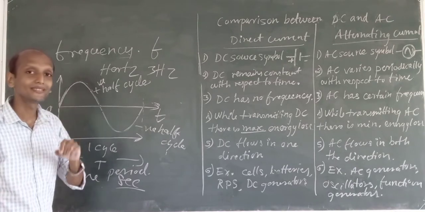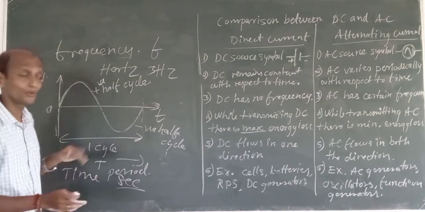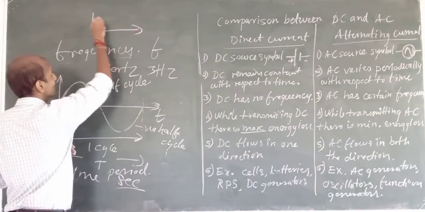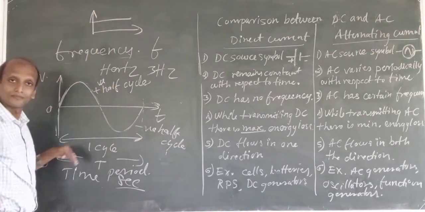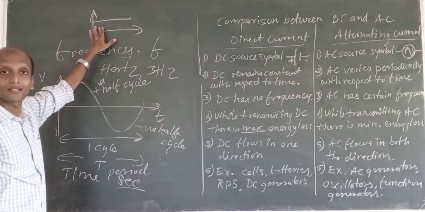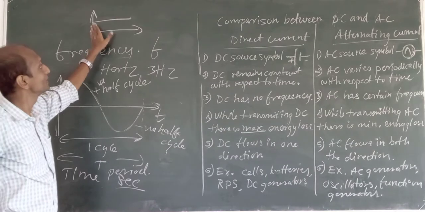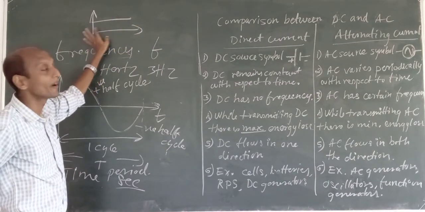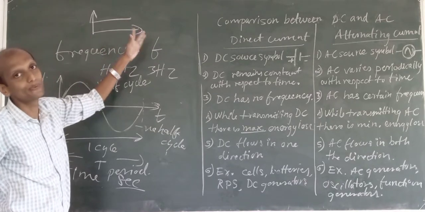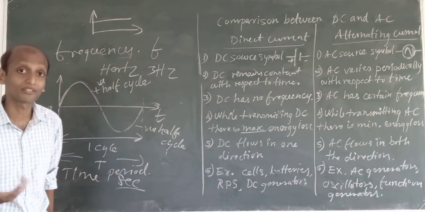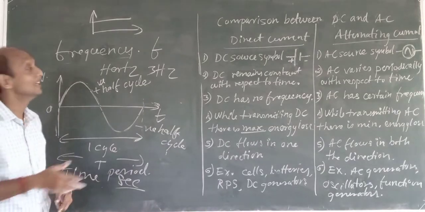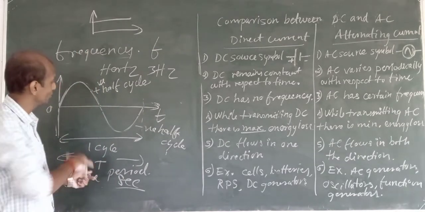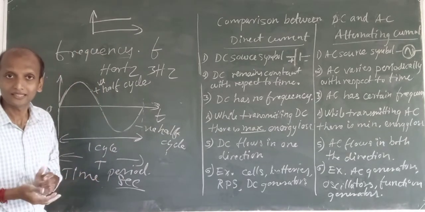And when it comes to DC, is there any frequency? No, isn't it? For DC, the current flows in only one direction, and there is no change in the magnitude, isn't it? That means what? There is no question of frequency. There won't be any variation. There won't be any change in direction. So there is no positive negative kind of things, isn't it?